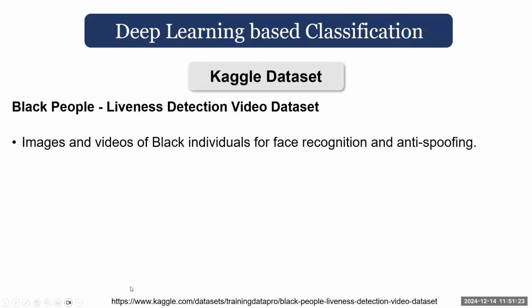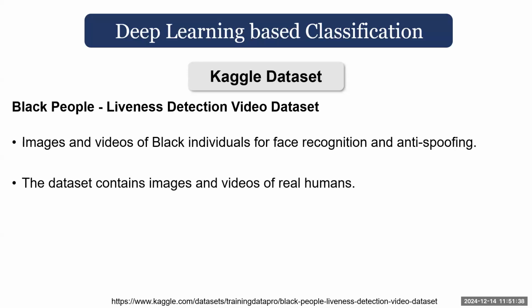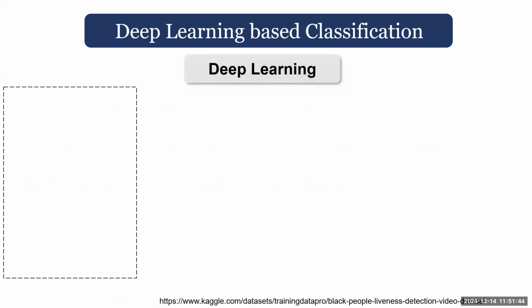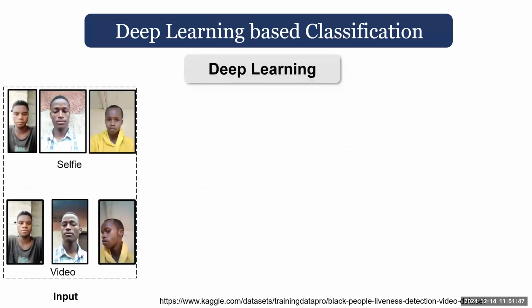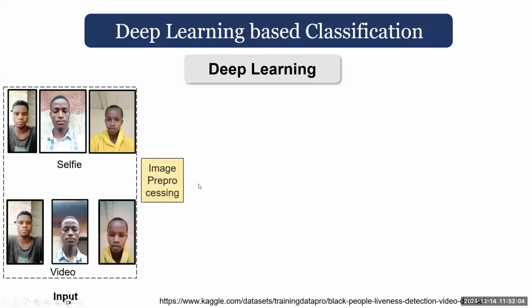Here we have two things: images and videos. We have images and videos of people, in this case basically Black individuals, and we have the anti-spoofing mechanism that we want to use, and we want to use deep learning for it. I'll tell you how exactly it works. Here you can see a few images. Those are selfies, actual images which are taken. These are videos that you see here. So you have videos and you have these selfies.